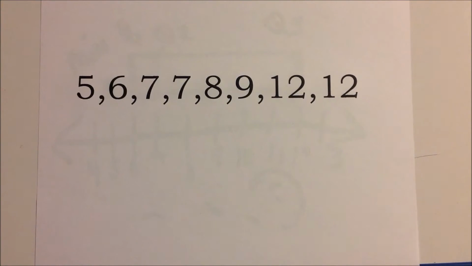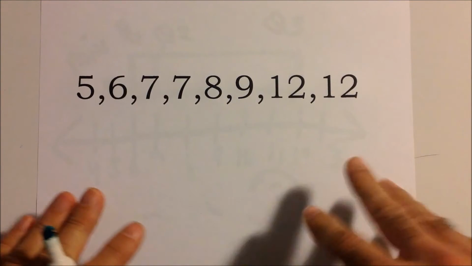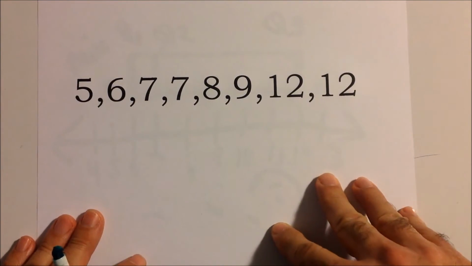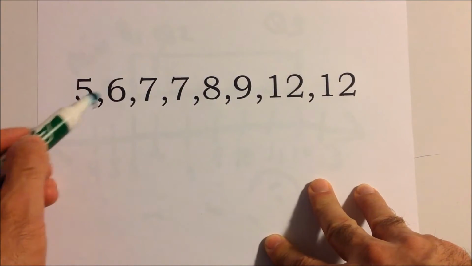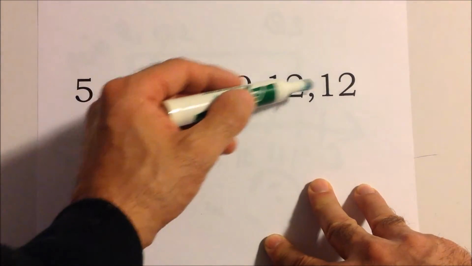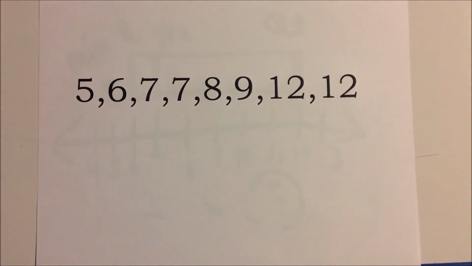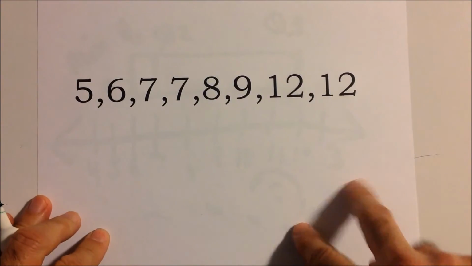Okay, so the first thing we want to do is find what the median is. What is the median, or Q2? So let's count the numbers. We have 1, 2, 3, 4, 5, 6, 7, 8. There's an even amount of numbers. When there's an even amount of numbers, you may have two numbers that are in the middle.